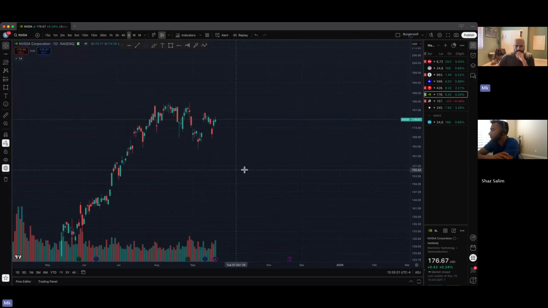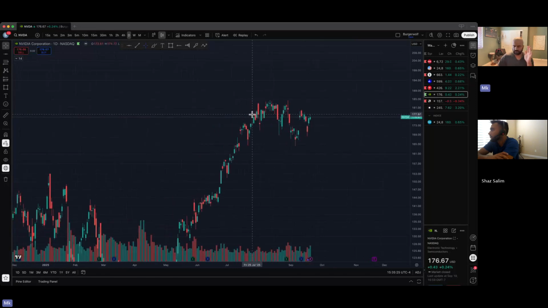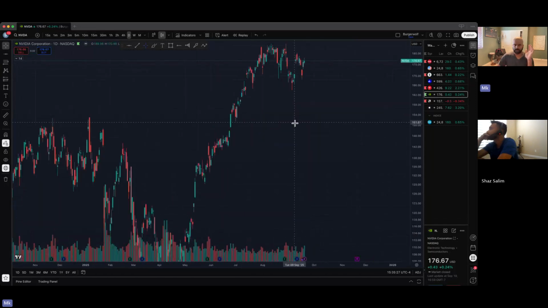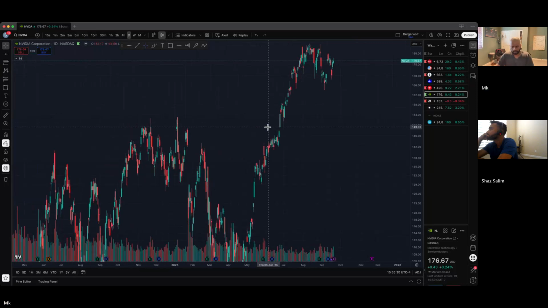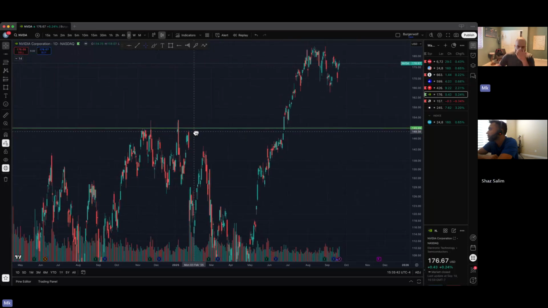Nvidia, for example, we've been in this little chop pattern, right? So the most obvious levels on the daily, you would say, okay, you have this resistance, hit it a few times, broke through. What is it, like 150? Yeah, like 150. So this would be the most obvious level.